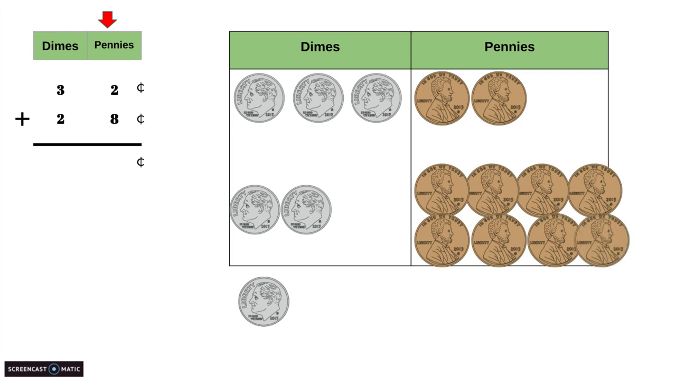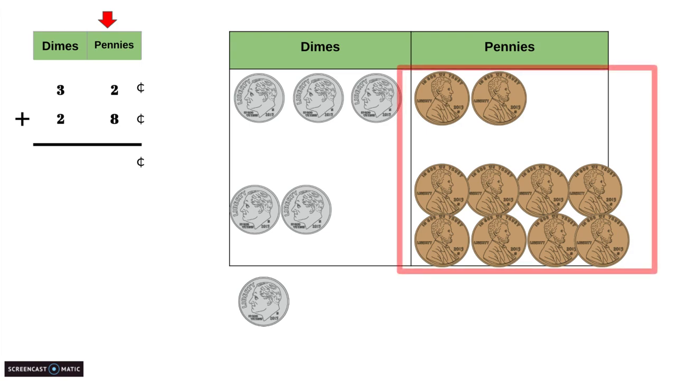Now remember, when we're regrouping, we have to make a bundle of 10. If we can make a bundle of 10, then we move it on over. Let's count our pennies. 1, 2, 3, 4, 5, 6, 7, 8, 9, 10. Can we make a bundle of 10? Yes. So if we make a bundle of 10 and move it on over, we can put another dime here.